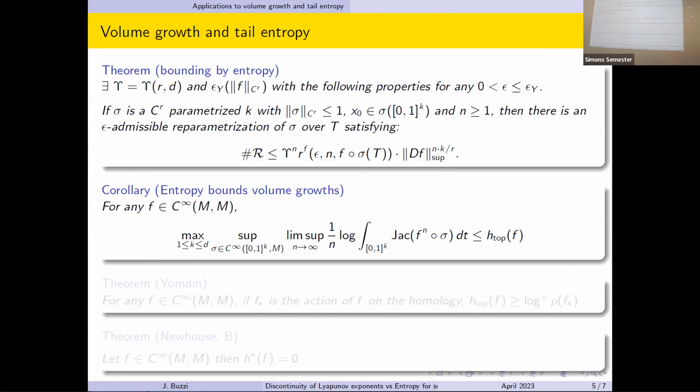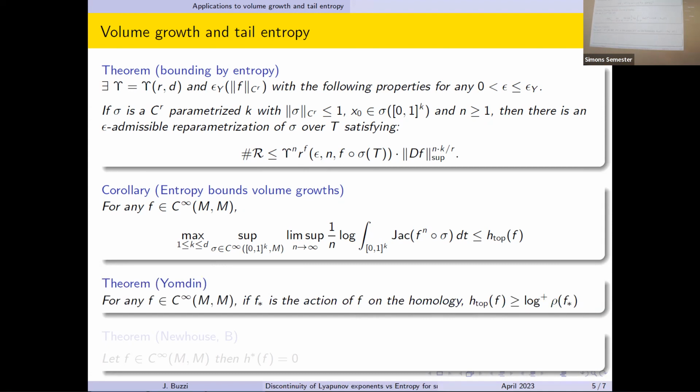Now you apply the usual trick. First, you get rid of that term because it doesn't depend on f, just by going to an iterate. And since f is infinite, you are allowed to take n arbitrarily large, and you get rid of them. And you get that the volume growth is bounded by the topological entropy. This was the goal of Yomdin's paper.